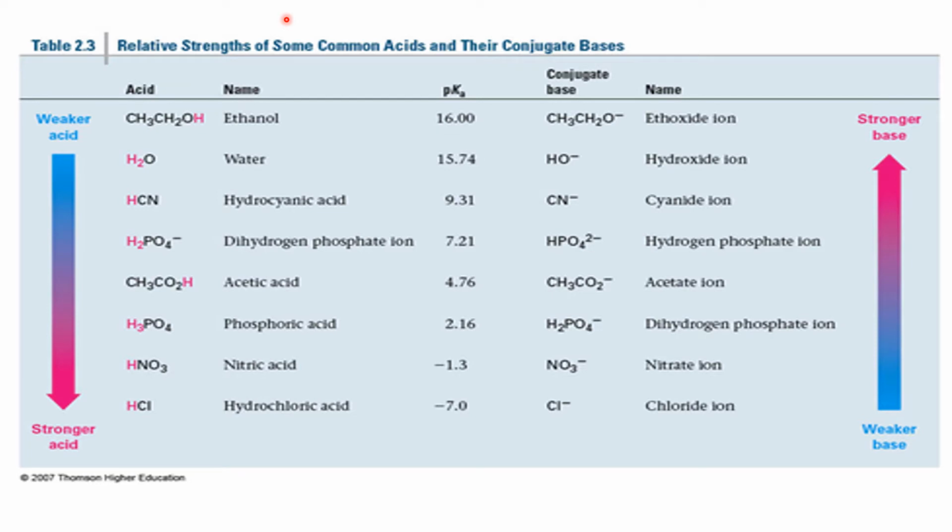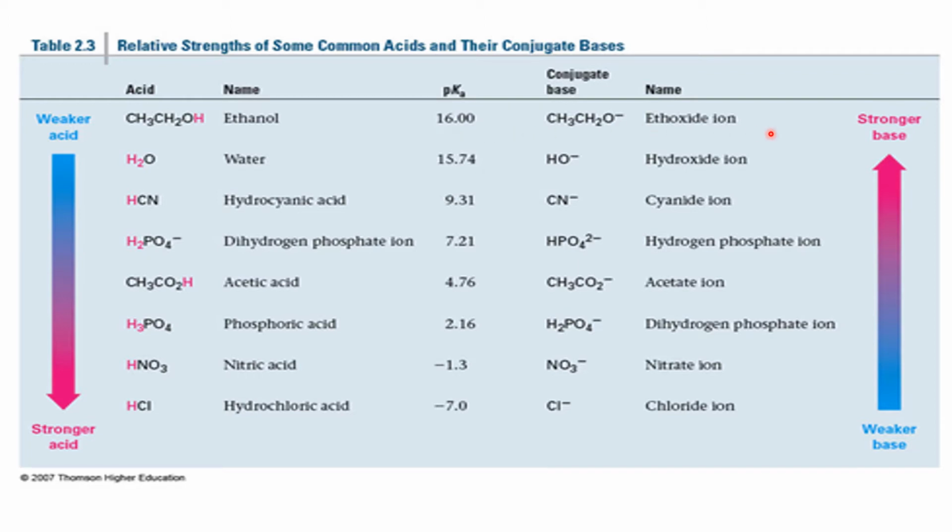Let us again examine the arrangement in this table. The acids are arranged such that if we go down, the acids become stronger. Let us examine the pKa values. As we go down, the values become smaller. So what does it mean? That if the acid is a stronger acid, its pKa value is small. If the acid is a weaker acid, its pKa value is big.